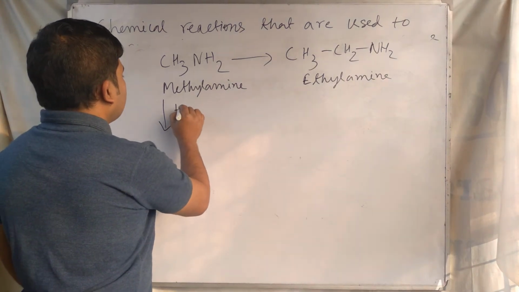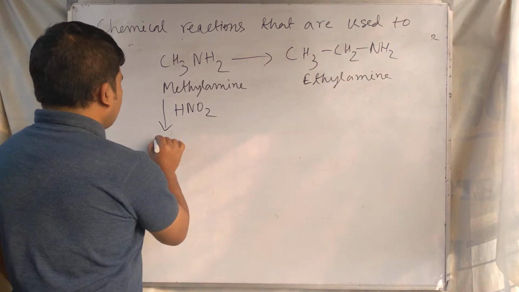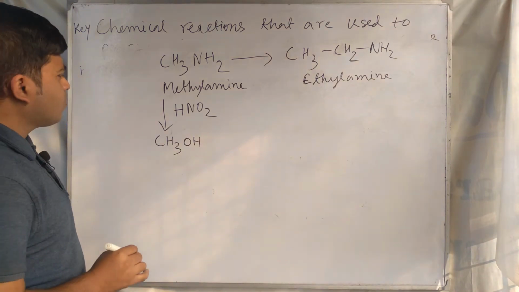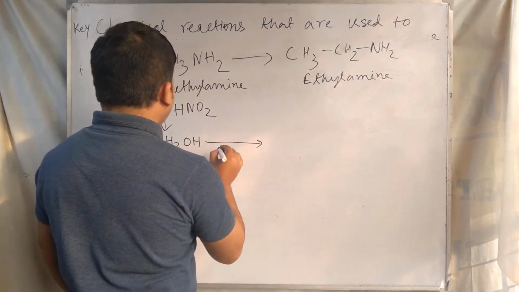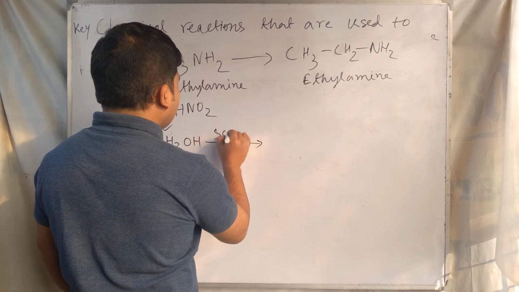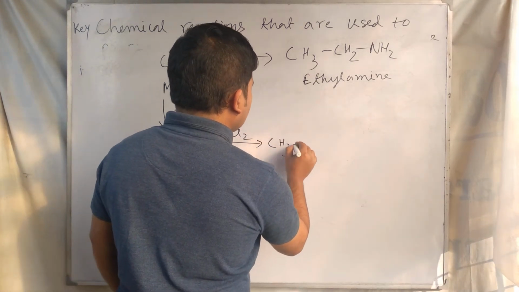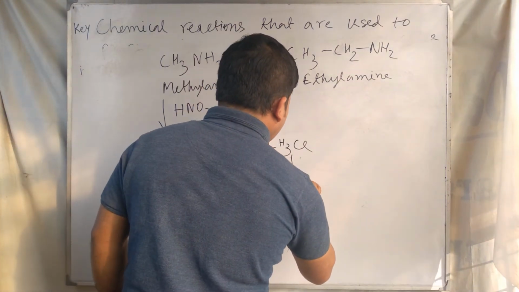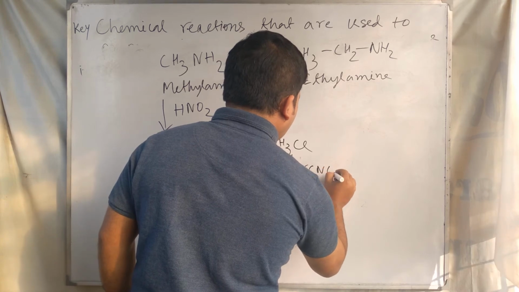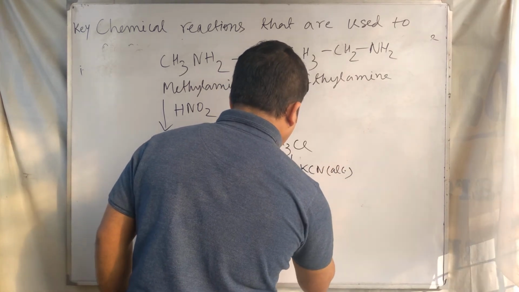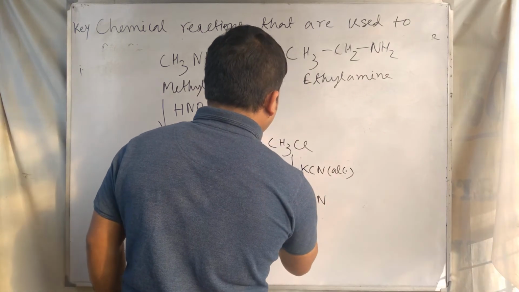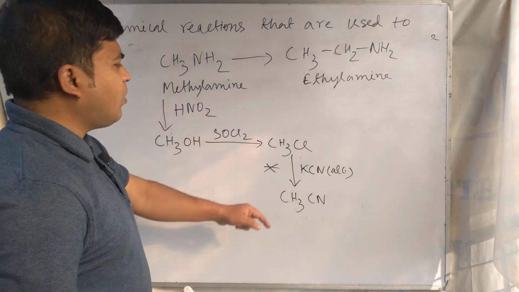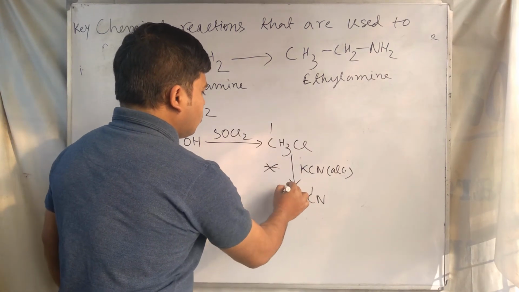At first we use HNO2 to form this alcohol, then we change it using SOCl2 to the alkyl halide. After changing it to the alkyl halide, we use alcoholic KCN. This is the key step where we use the nitrile reaction to increase the number of carbon atoms from 1 to 2.